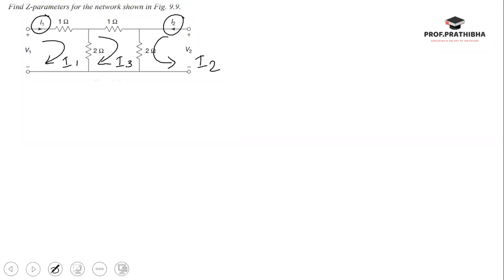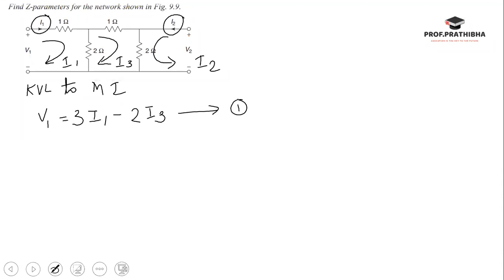So now I'm going to just do KVL, normal KVL to mesh 1. KVL to mesh 1, not a big thing. So it's going to be V1 is equal to 3 times I1 minus 2 times I3, which you will get as equation number 1. Similarly, you will do KVL in mesh 2. Now look at mesh 2. It's going to be V2 minus 2 times (I2 plus I3) is equal to 0.